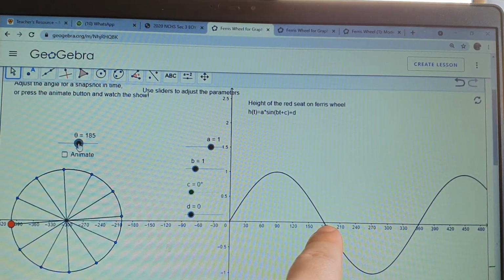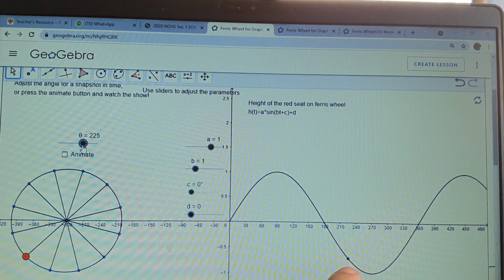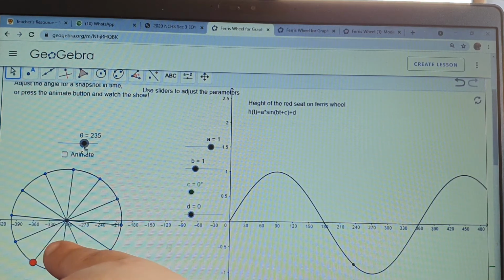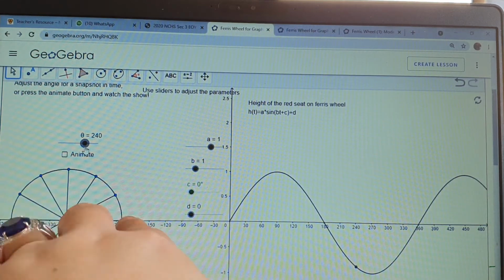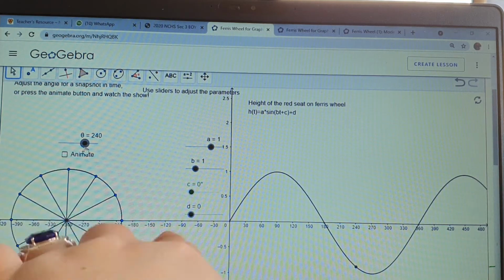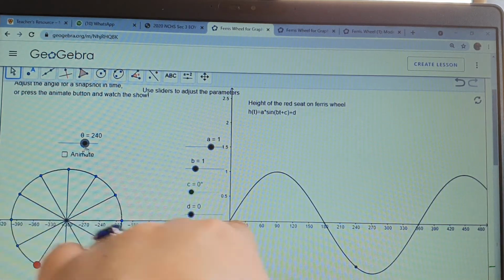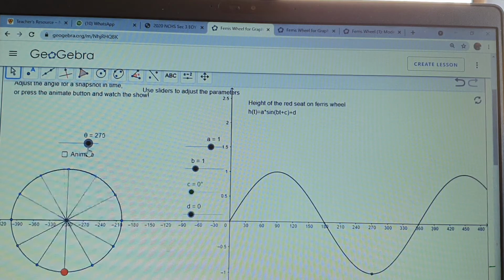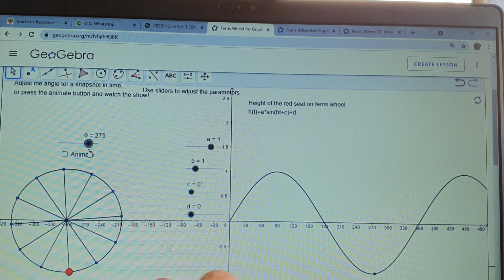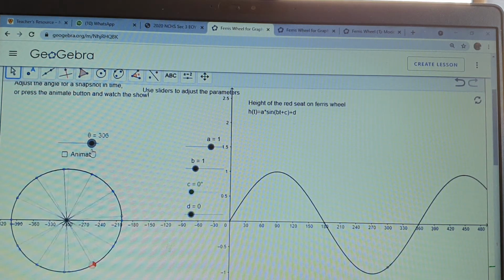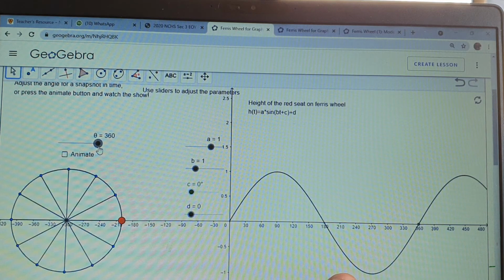As I move the red spot, you see, you go to the negative side already, because now it's below the center line. You follow? Then you reach 270, you are right at the minimum, and then when you turn, you come back to the original, actually it's 360. You have made one full round already.